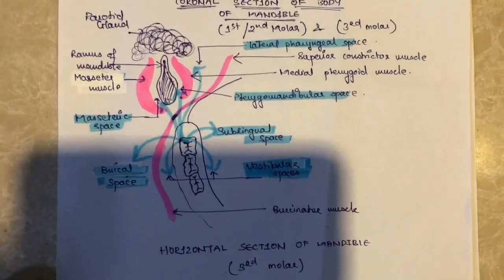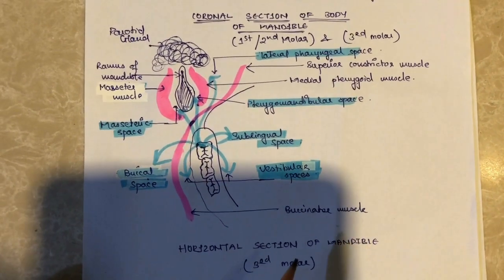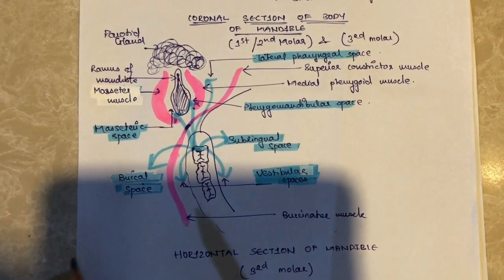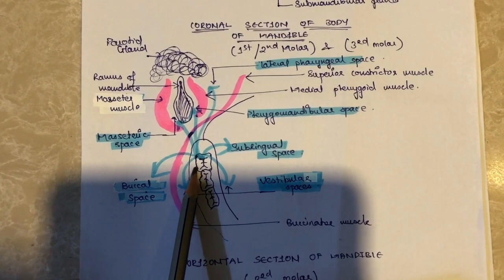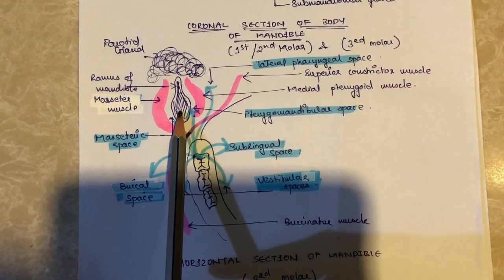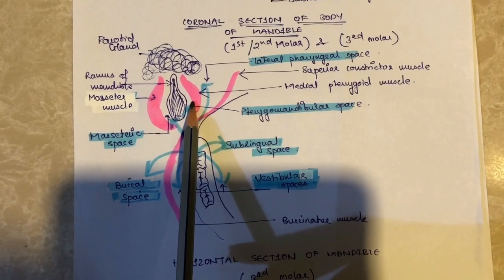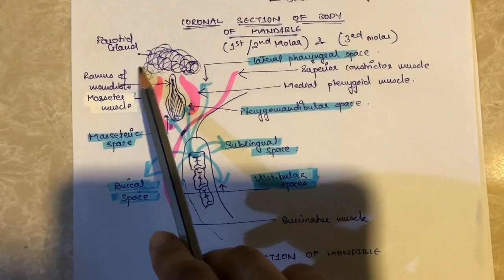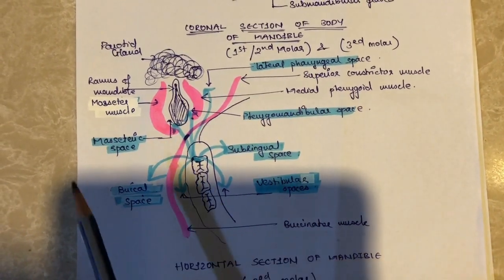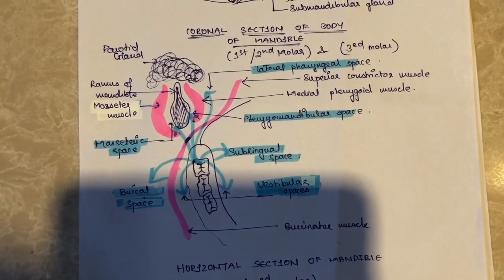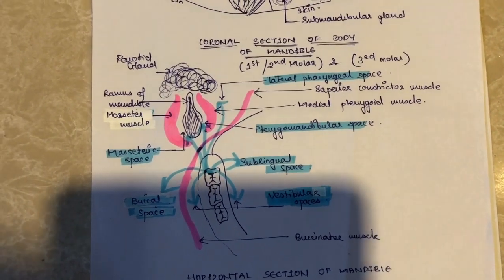So we further go upon into the horizontal section of the mandible. I'll first just give you a gist about this diagram. So these are the molars, first, second and third molar. This is the ramus of the mandible, masseter muscle, medial pterygoid muscle. This is the parotid gland. The blue markings are all the space infections, the spaces into which the infection may spread.